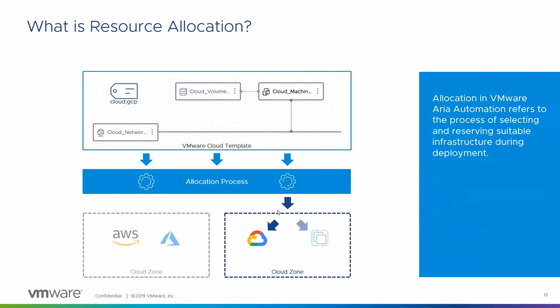What that means, let's talk about first the resource allocation. Resource allocation in VMware Aria Automation really refers to the process of selecting and reserving suitable infrastructure during a deployment. So that's where the placement engine, based on your constraints and your VMware Cloud Template, can allocate the network and the destination compute, whether it's a cluster or a host or a region. So resource allocation is the process of selecting and reserving the infrastructure during a deployment.